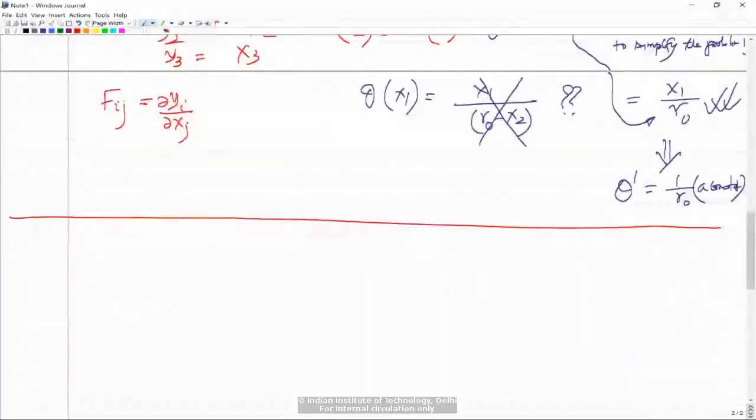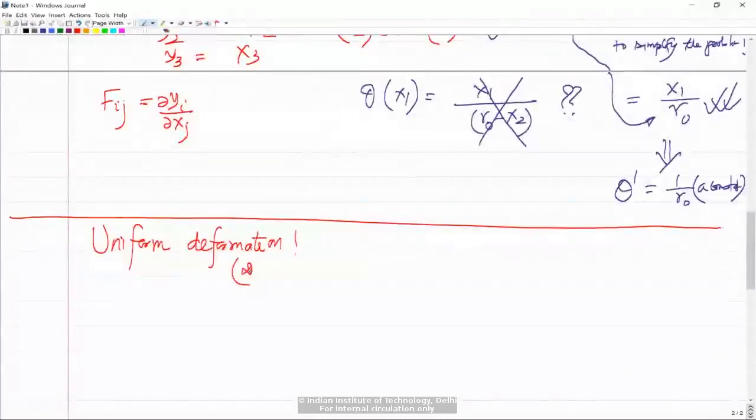So we have another class of deformation that is called uniform deformation, in which the deformation gradient is a constant. That means it does not change from point to point.